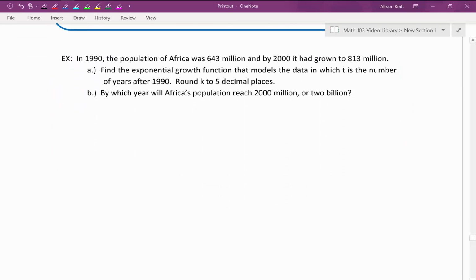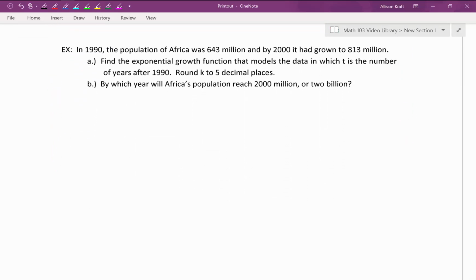In 1990, the population of Africa was 643 million, and by 2000 it had grown to 813 million. Find the exponential growth function that models the data in which t is the number of years after 1990. We'll round our k value to 5 decimal places. Then we'll use that equation to determine by which year Africa's population will reach 2 billion. That's 2,000 million or 2 billion.